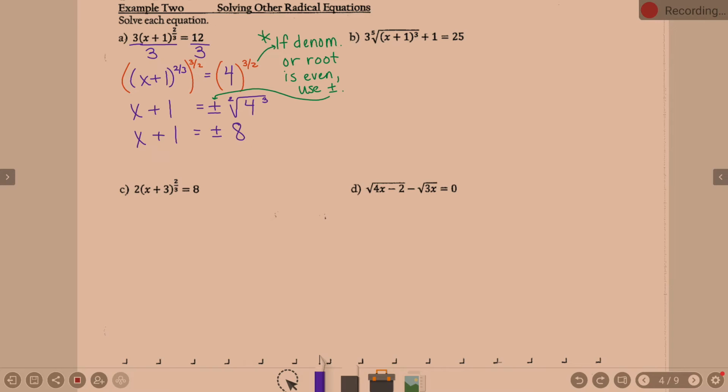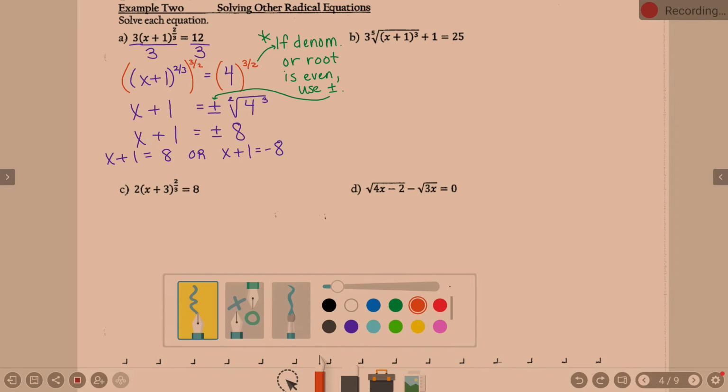Are you seeing I'm going to have 2 answers here? Yeah, we're going to subtract 1 from 8 and negative 8. So we're going to have 2 answers. Now, if it benefits you, you could write this out as 2 statements: x plus 1 equals 8, or x plus 1 equals negative 8. Okay, if you don't need to write it out as 2 to see it, that's fine.